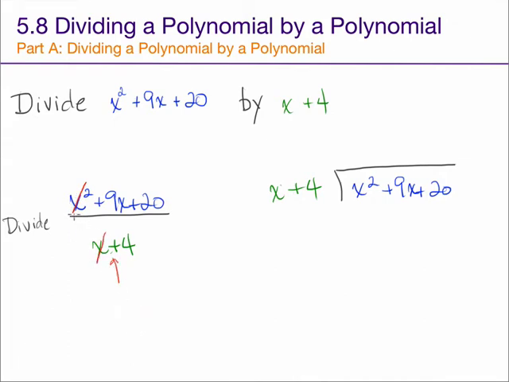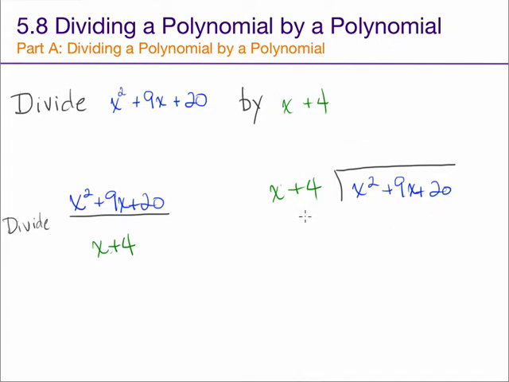I'd have to be able to divide this x with this x and this 4 with this 4 and this 20 and this 9 and so on, and we can't do that. So our only recourse in a problem like this, whether it's given to us like this or like this, is to rewrite it like this and solve the problem by long division.